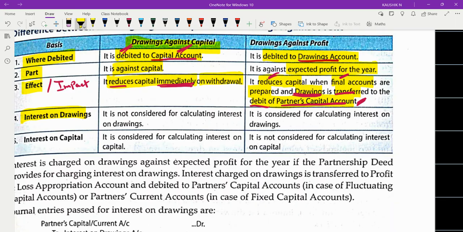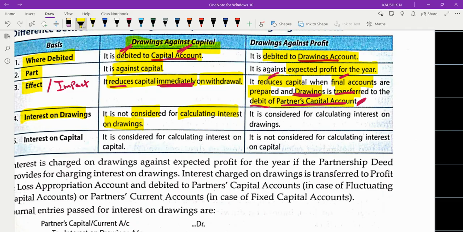Interest on drawings. It is not considered for calculating the interest on drawings when you are going to withdraw a portion of money from the capital. That withdrawal of drawings against your capital is not going to be considered for calculating interest on drawings.